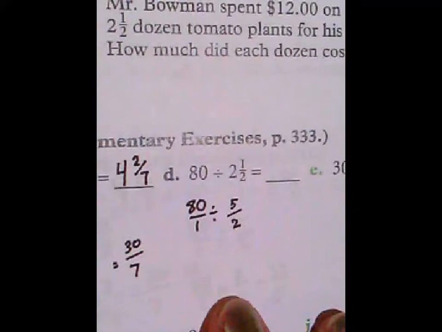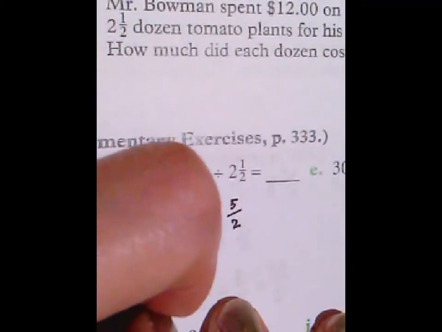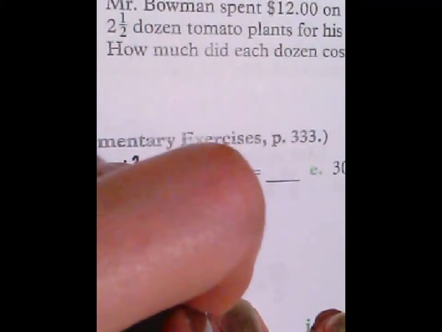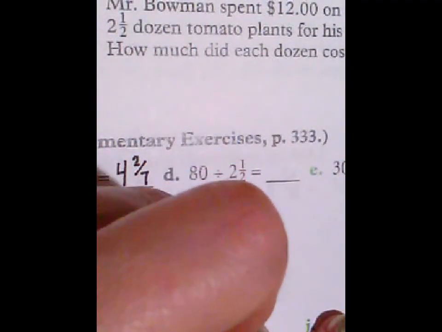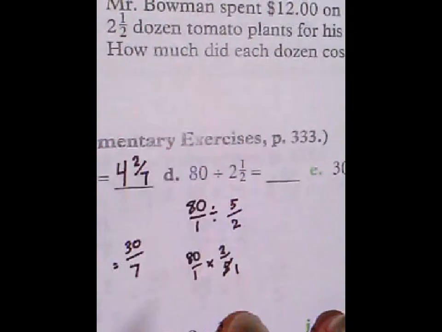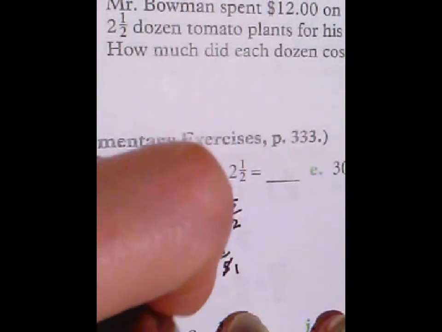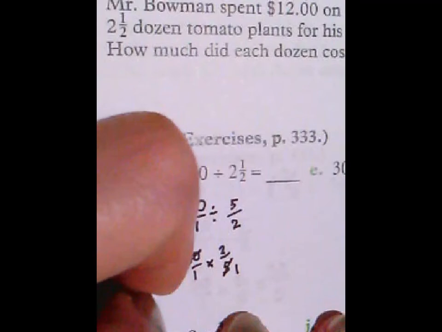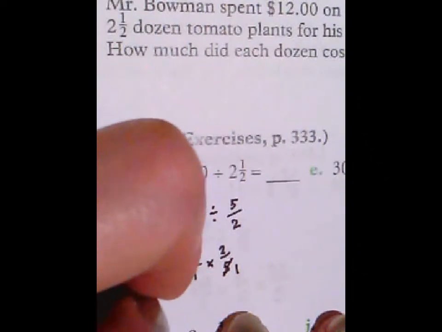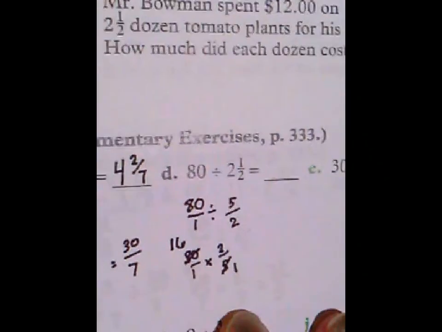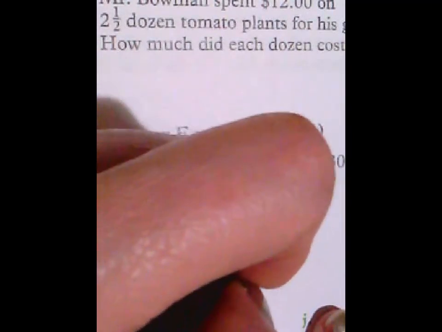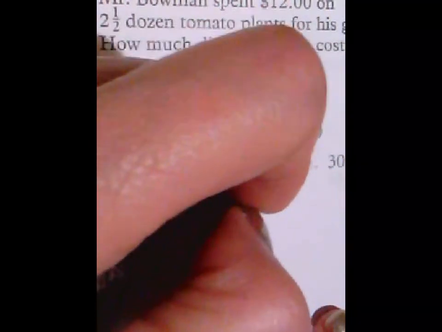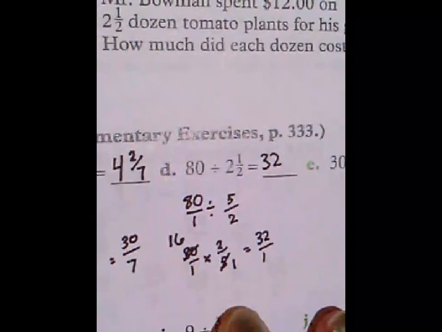All right, so we'll flip that second one now. So now it's going to be 80 over 1 times 2 over 5. There we go. And 5 goes into 80. So the 5 becomes a 1. The 80 becomes 16, since 5 goes into 80 sixteen times. So now we've got 16 times 2, which is 32, over 1. So the answer is 32.